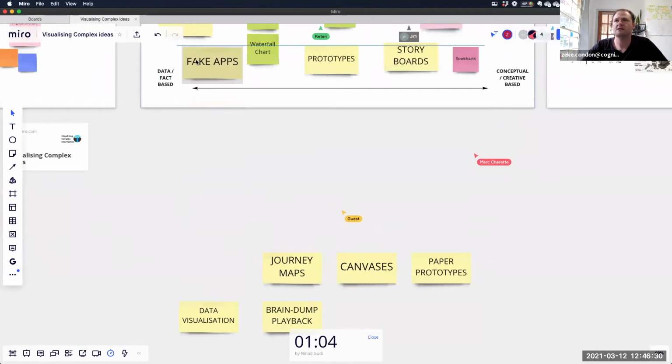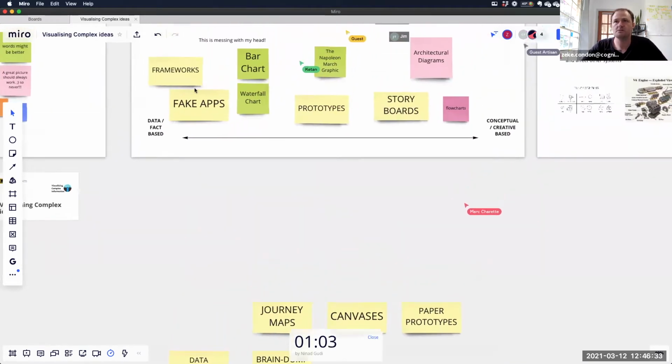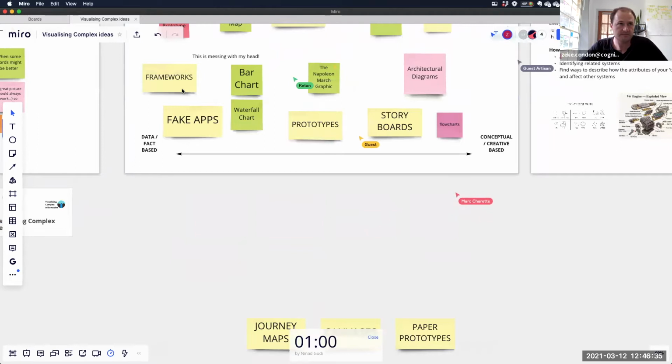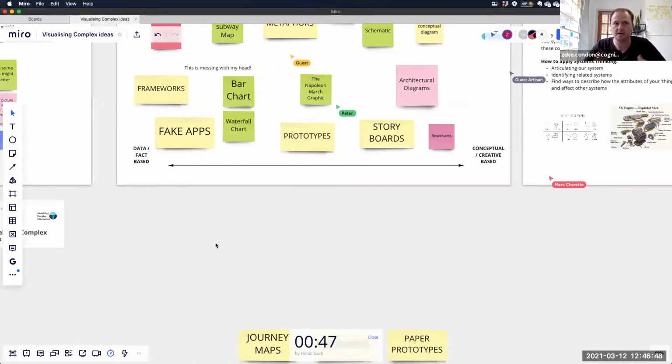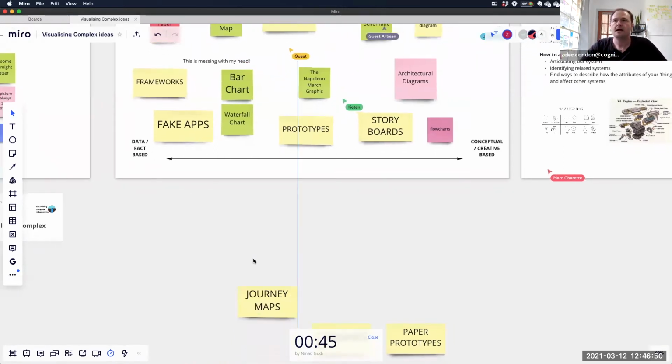Cool. So I've uncovered a few more here. Fake apps, just to explain that very bluntly, are similar to a prototype, but a prototype could be more physical. Let's talk about paper prototypes or fake apps so people can conceptualize the whole idea. Journey maps, similar to storyboards, we're talking about a journey overall.